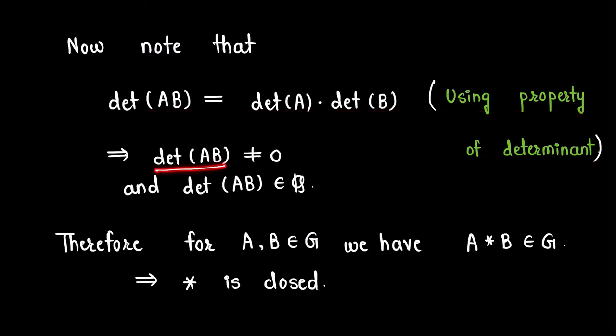Therefore, determinant of AB will be non-zero and a rational number, as determinant of A and determinant of B are two non-zero rational numbers. Therefore, their product will again be a non-zero rational number. Thus, for any two matrices A, B in set G, we have A star B is again a matrix in set G. Therefore, star, that is the binary operation of usual matrix multiplication, is closed for the given set G.